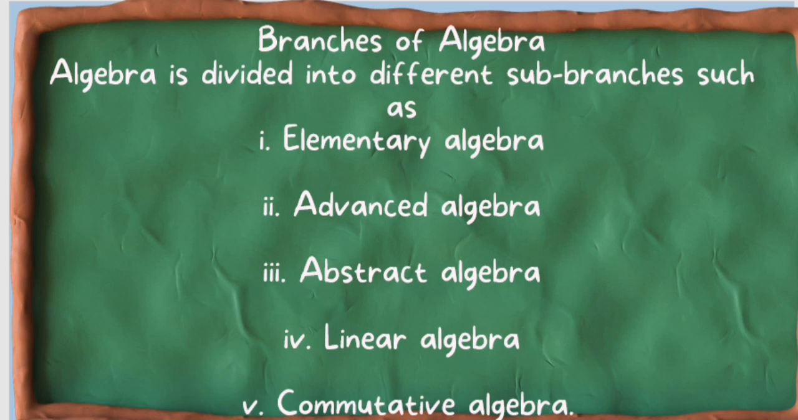So, branches of algebra. Algebra is divided into different sub-branches such as elementary algebra, advanced algebra, abstract algebra, linear algebra, and commutative algebra.